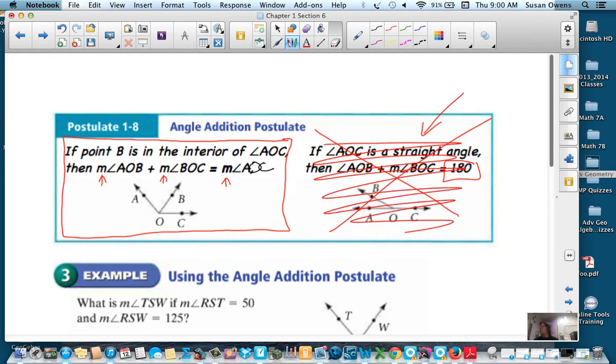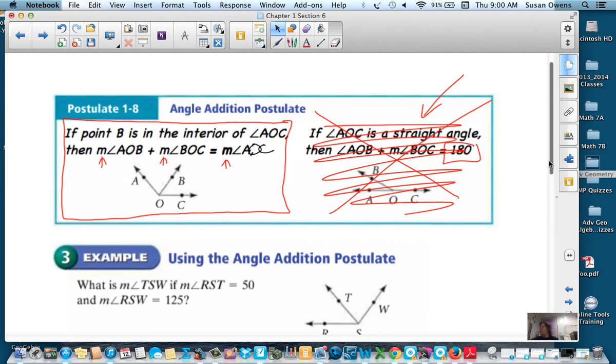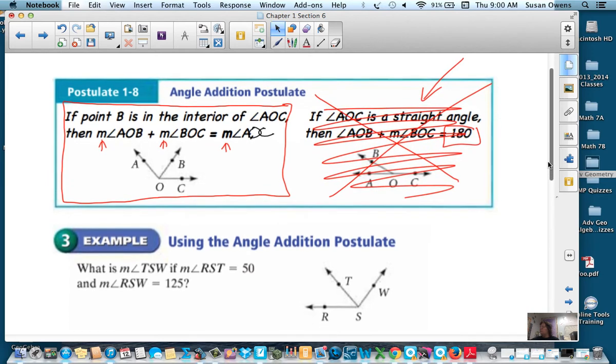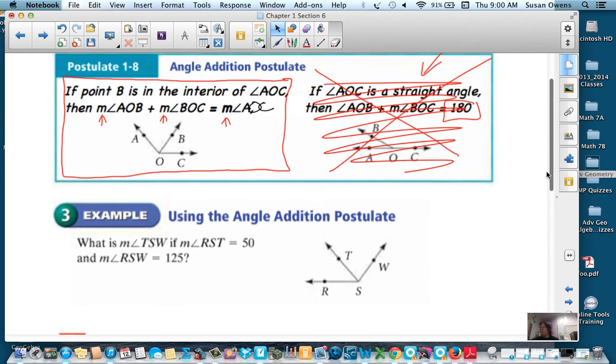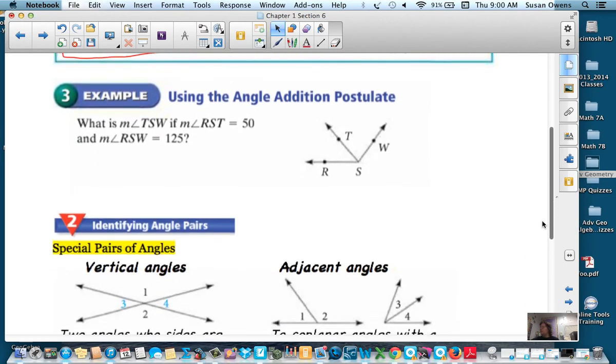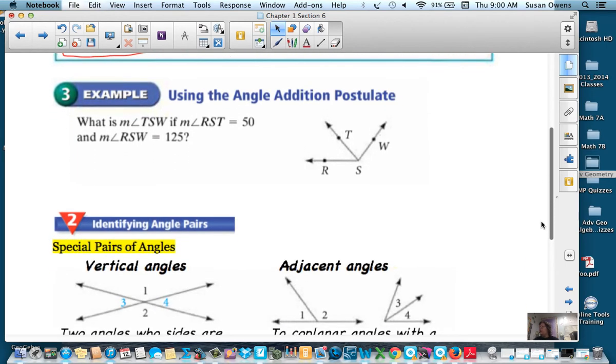We hate that it's in our book. Okay? But if I don't show it to you, people come back and say, but it's in our book, and you're right. You're allowed to use it. It's in your book. But be very, very careful if you use angle addition postulate as it's written on the right. Okay? So here's an example of using angle addition postulate.